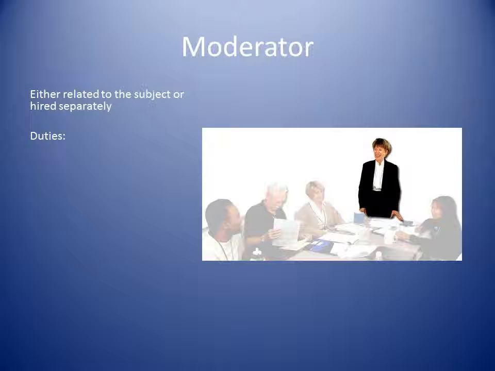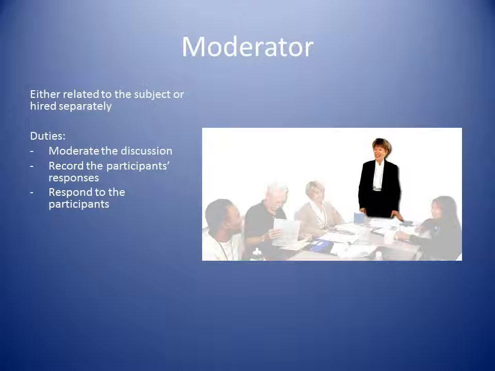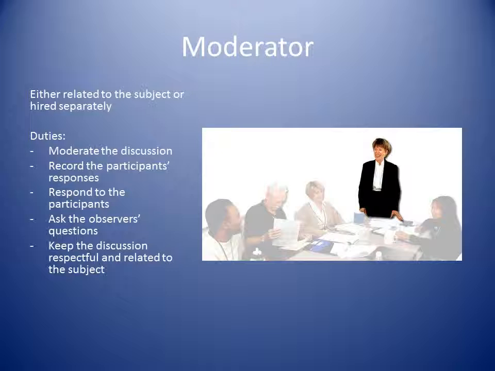Either they're related to the subject directly, or they can be hired separately by the company putting on the experiment. The duties of the moderator include to moderate the discussion by facilitating a peaceful and friendly discussion. They record the participants' responses. They respond to the participants in turn in order to prolong the discussion. And then they also, in some cases, can ask the questions that the observers have already predetermined to be asked. One other thing is that they always deem themselves approachable and easy to talk to. Lastly, they keep the discussion respectful and they relate everything they say to the subject itself in order to avoid tangents.